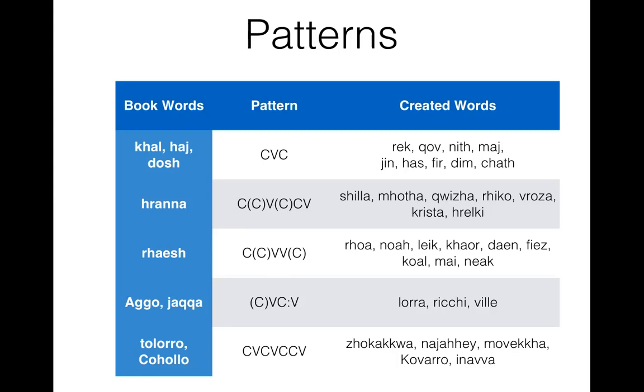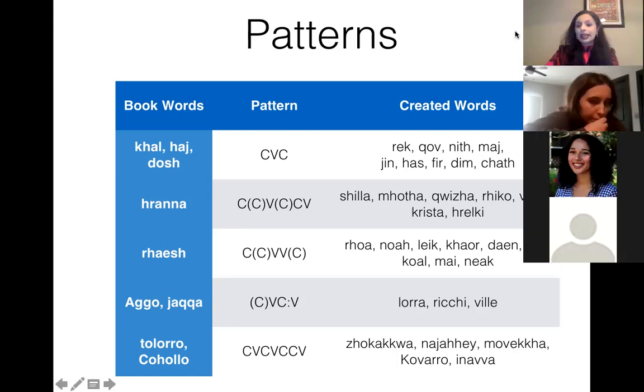So very similar to the diphthong in English, but there are no diphthongs in Dothraki. So we will just call this a vowel cluster, and then an optional coda. So an example of this would be Raish, Roa, Noah, Lake, Kaor, Dain, Fies, Koel, Mai, and Yek, right? And then you again have more complicated structures like Toloro and Kohoho and all that. So as you can see, definitely more complicated than English, some of these patterns especially.